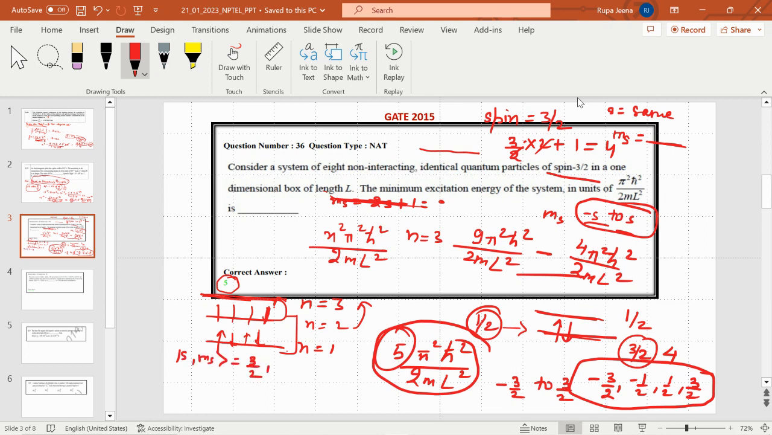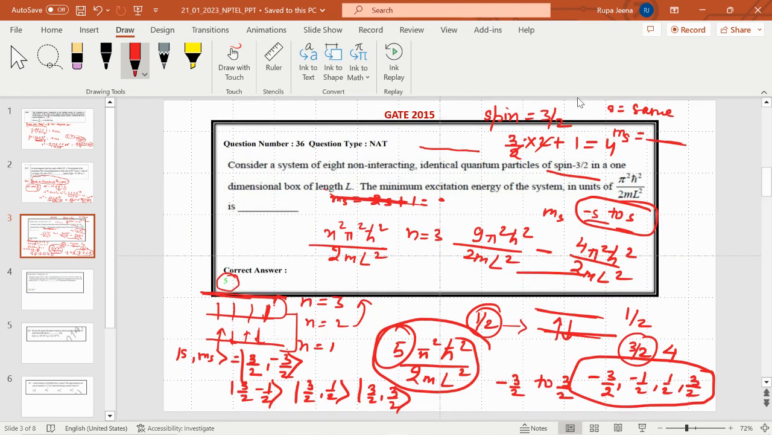3 by 2 minus 3 by 2, there is one particle. 3 by 2 minus 1 by 2, there is a second particle. And 3 by 2, 1 by 2, third particle. And 3 by 2, okay. So these four particles will accommodate one state, and these four particles will go to the n is equals to 2 state, because there are 8, na, 8. So 4 will come here, 4 will come here.